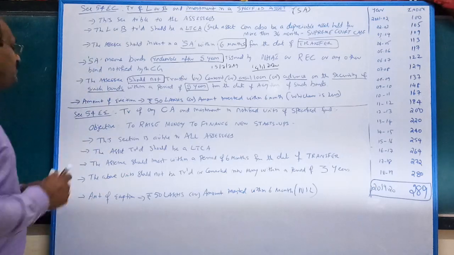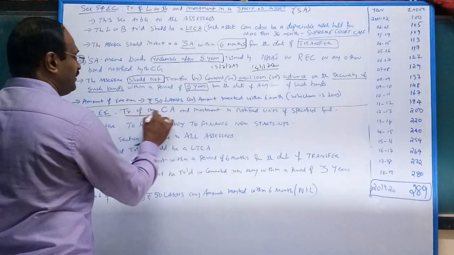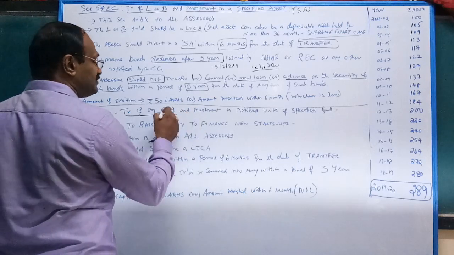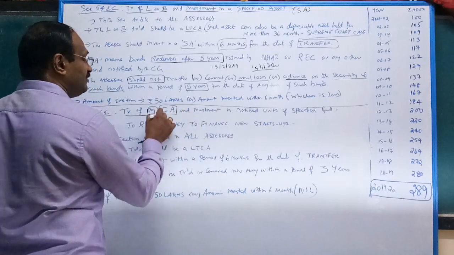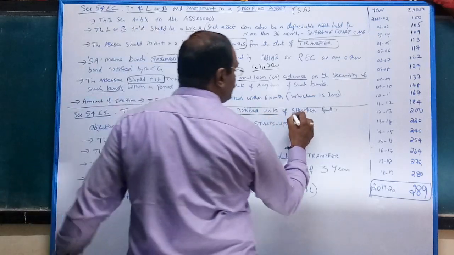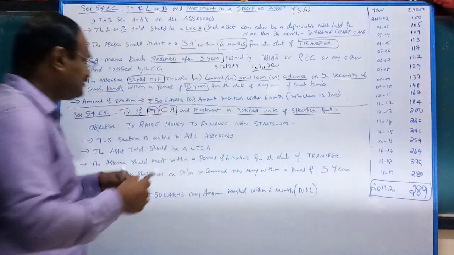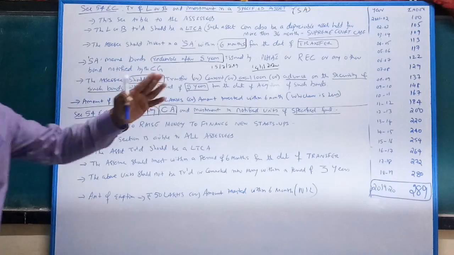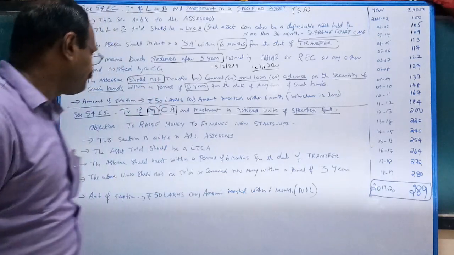Then section 54EE: transfer of any capital asset and investment in notified units of a specified fund.